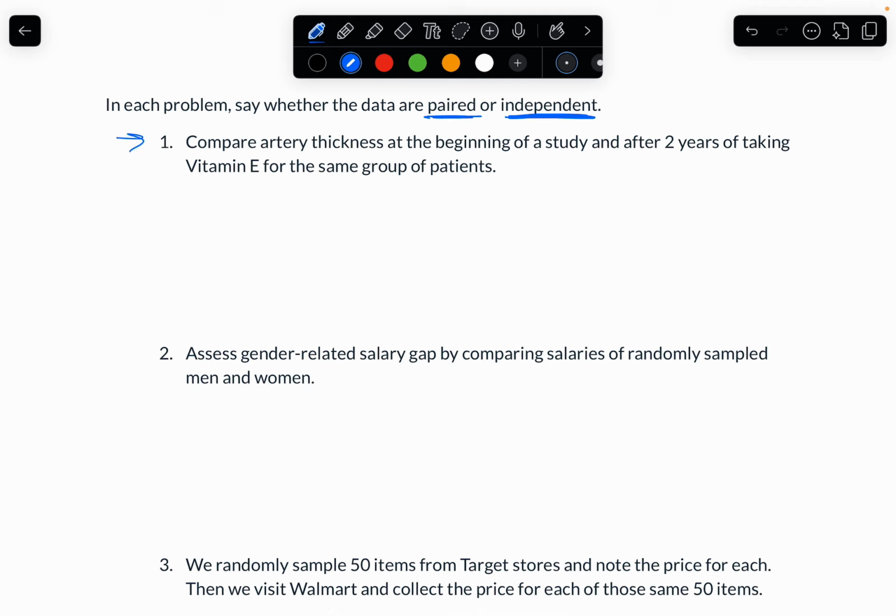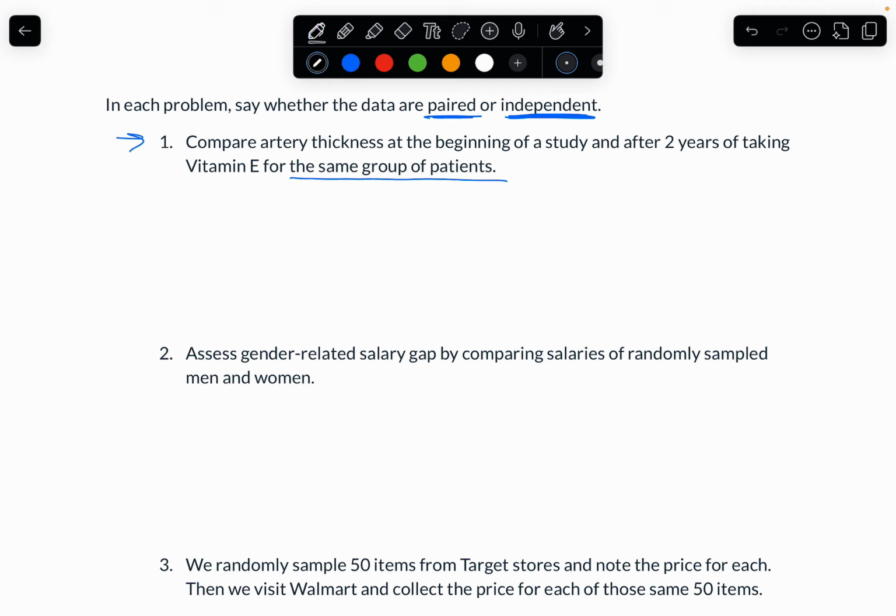Example 1 right here says compare the artery thickness at the beginning of a study and after 2 years of taking vitamin E for the same group of patients. Now it turns out this last part right here, the same group of patients, matters a great deal for me. I think it really helps to imagine what this data would look like. How might it be presented?